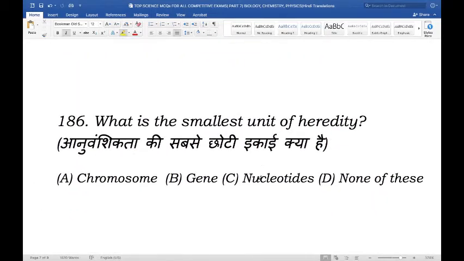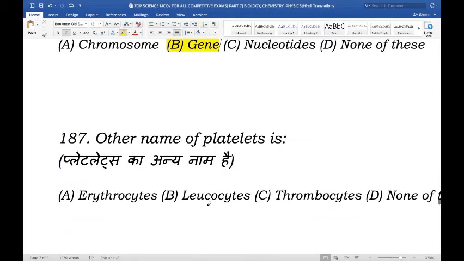What is the smallest unit of heredity? Is it A, chromosome, B, gene, C, nucleotides, or D, none of these? So which of these is the smallest unit of heredity? And the right answer here is B, gene. Gene is a discrete linear sequence of DNA which corresponds to a heritable trait, and it is the smallest unit of heredity. Moving on to the next question.